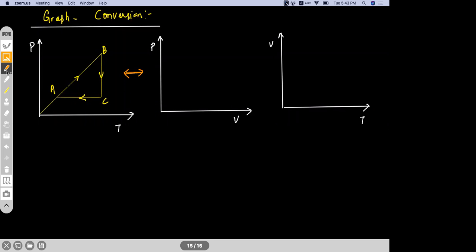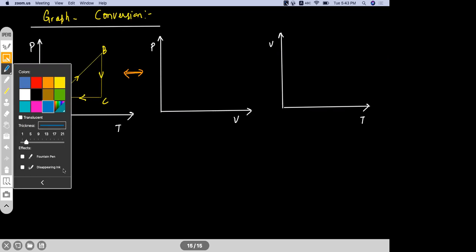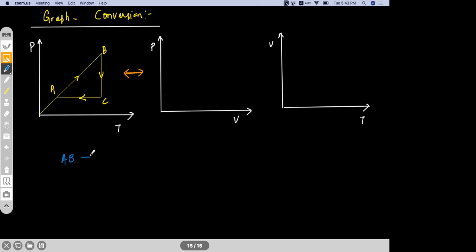Now, how do we do this? Could you tell me the process AB? What is the name of the process: AB, BC, and CA? We don't talk about heating over here. AB, you see, it is a PT graph. Compare this with PV equals nRT. We have a graph of P and T passing through the origin, so it is constant volume. So AB is isochoric.